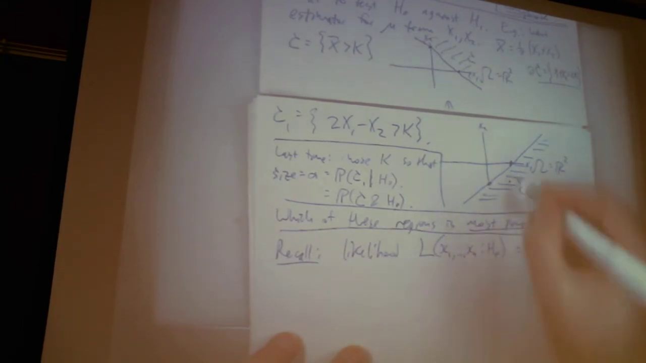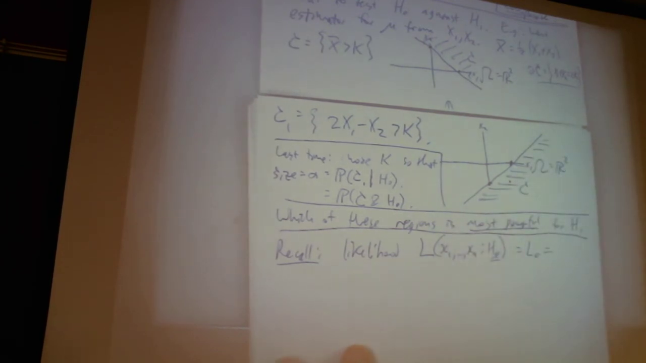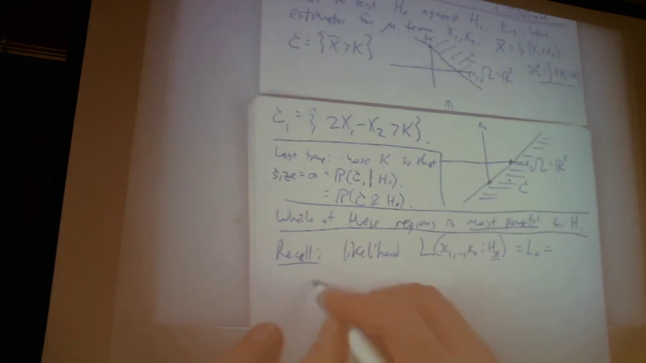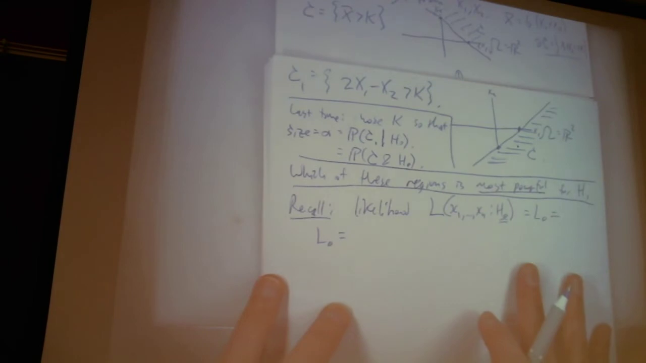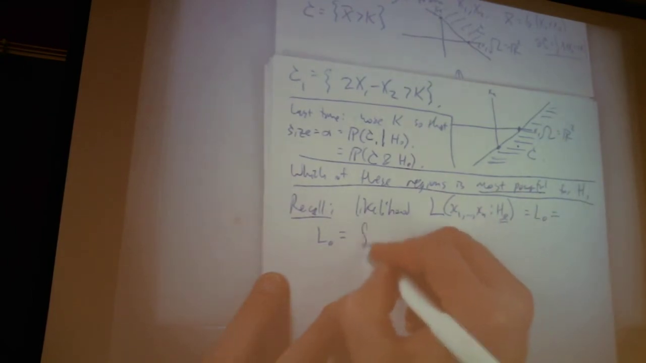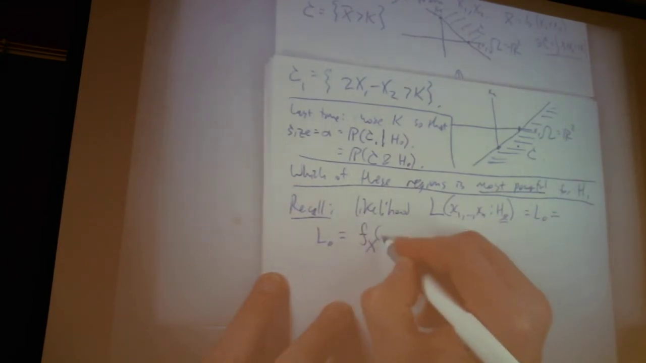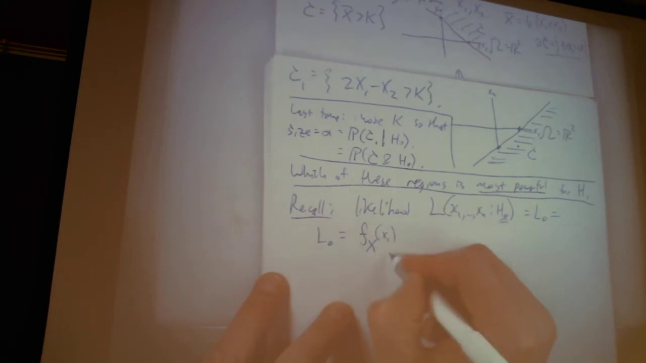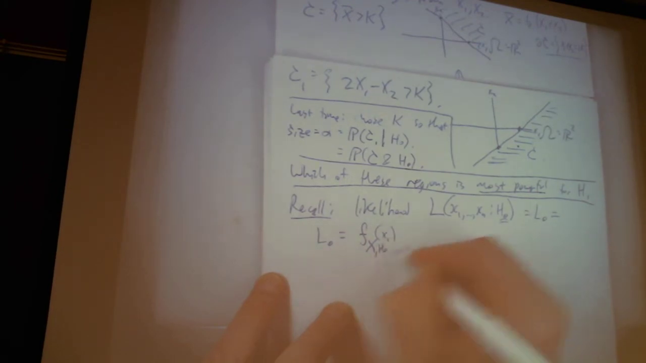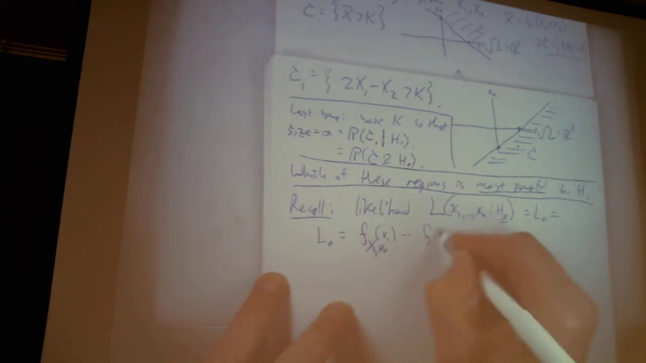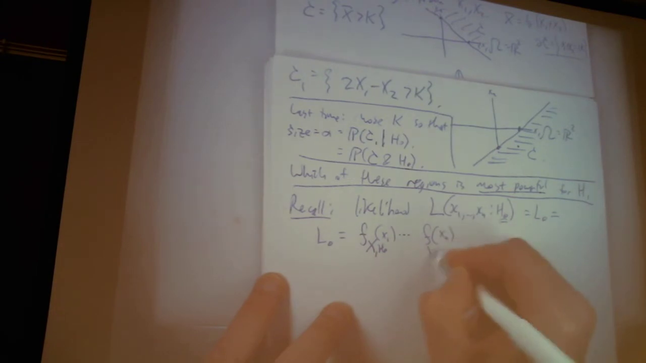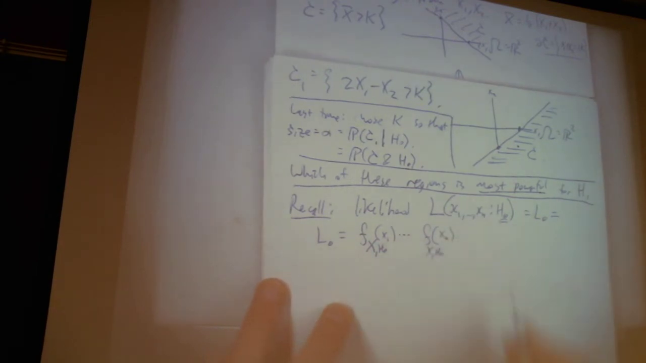So here's x1 through xn in the plane. The likelihood is, assuming H0 is true, what's the density at that point? In other words, L0 is the product. So it's f_X of x1, assuming H0, times f_X of x2, times f_X of xn, assuming H0. Okay, let's see this explicitly.